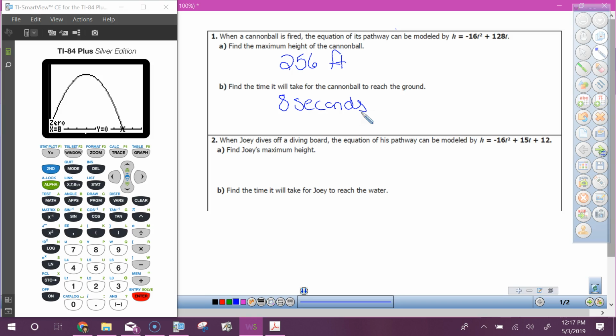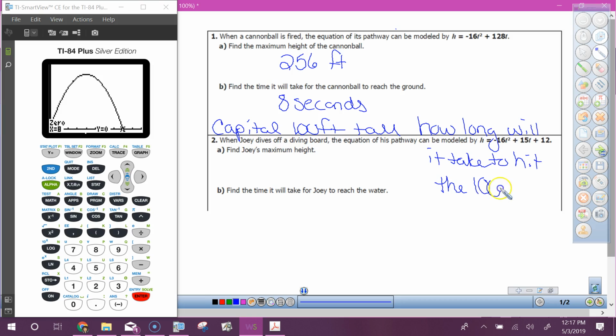Let's say that the capital is 100 feet tall. And let's say that the question asks how long will it take to hit the 100-foot capital. Okay, so what would you do? Let's brainstorm this.